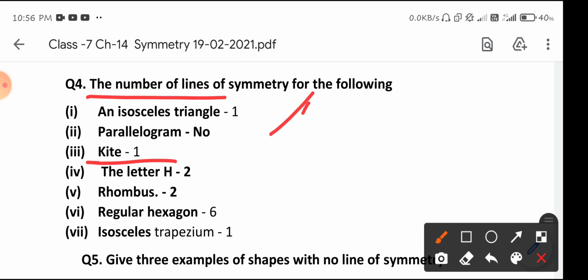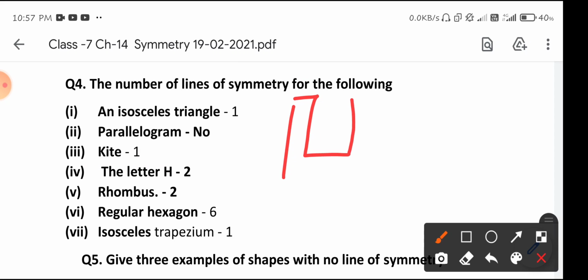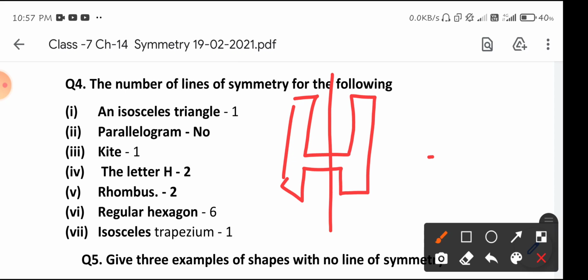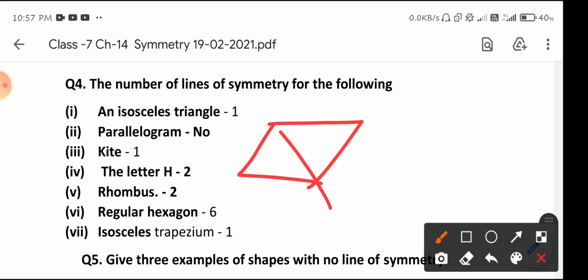Then kite, this one is a kite, so you can fold it from only the center. Then letter H, here letter H is given. So how many lines of symmetry are possible, one vertically and second horizontally. Then rhombus. Rhombus means which has four sides equal. So how many are possible, here it will be possible from the diagonal only, like this. You can fold using this way.